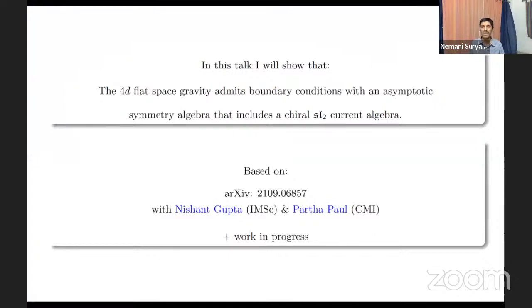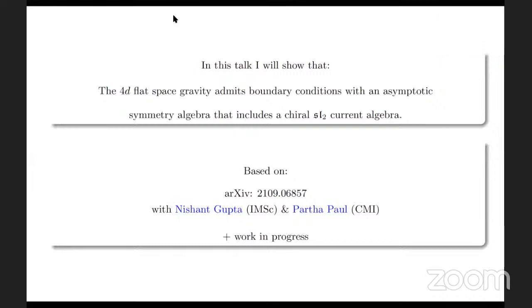So this talk is going to be based on this work that I did with Nishant, who is my student, and Yxir, who's a postdoc at CMI, who also gave a talk earlier in the day. So the aim of the talk is going to be to show that four-dimensional flat space gravity admits some novel boundary conditions with asymptotic symmetry algebra that includes a chiral SL2 current algebra plus a few more currents.